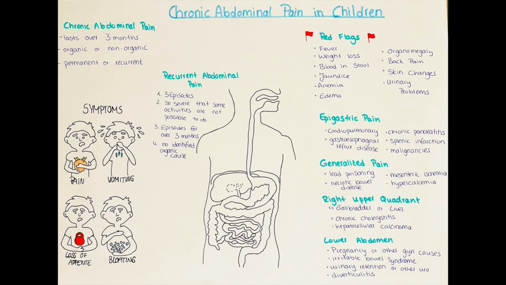Diffuse pain, so pain that is difficult to localize and that affects most of the parts of the abdomen, can be due to constipation, celiac disease, Crohn's disease, lactose intolerance, or a gastrointestinal malignancy. Of course, besides disorders of the organs of the abdomen, also other things, as rib fractures, muscular disorders, or trauma, have to be included in a differential diagnosis.